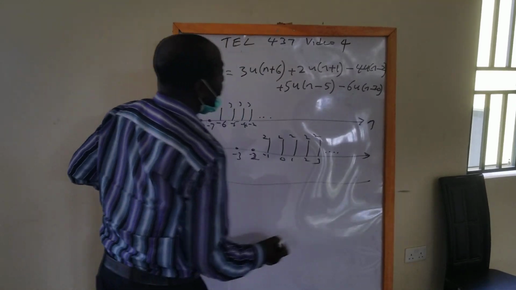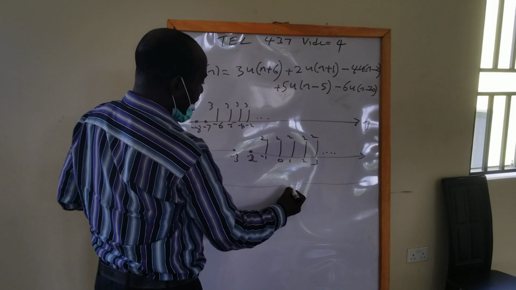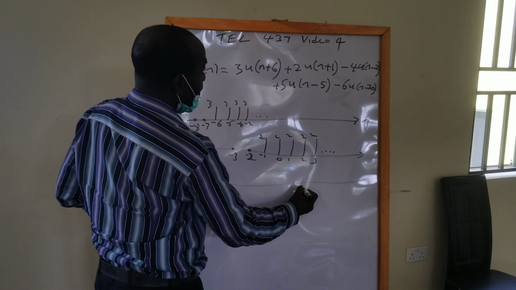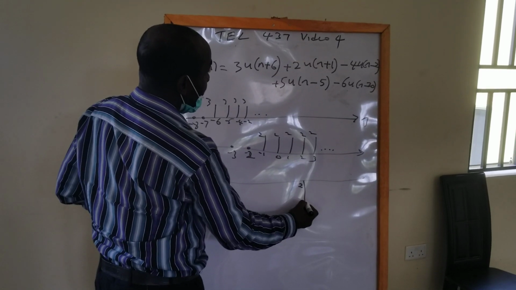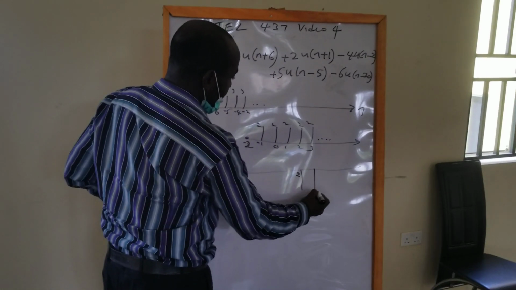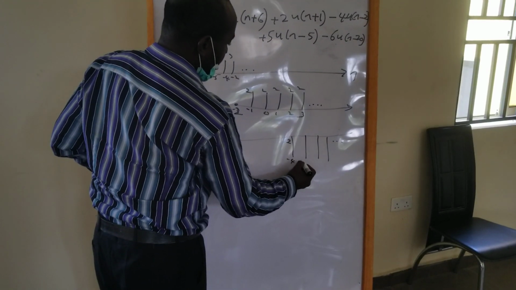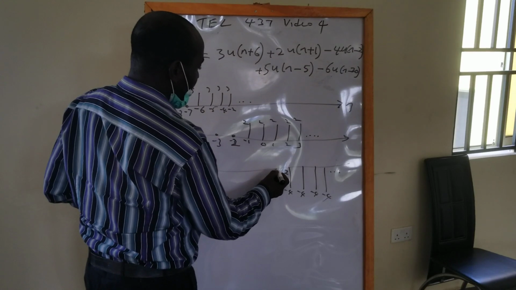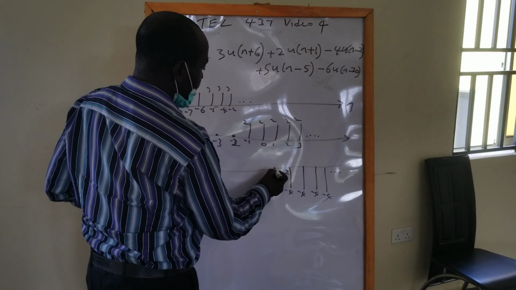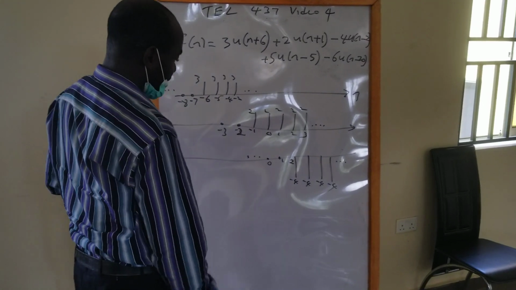The next one is going to start here. N minus 2 equals 0 is going to start at 2. At 2, I will have minus 4, minus 4, minus 4, minus 4, minus 4. Then at 1, it's going to be 0, 0 is going to be 0, and like that.